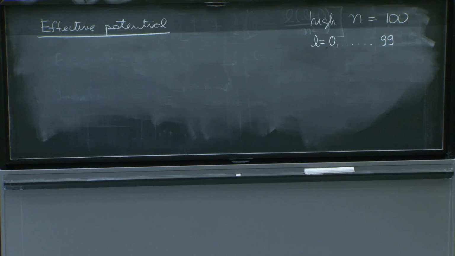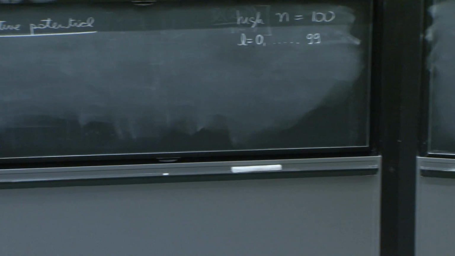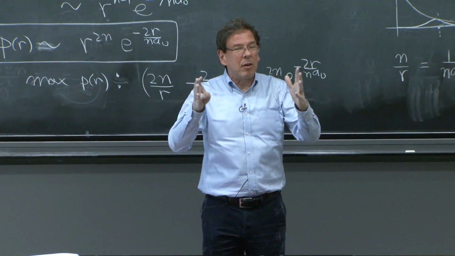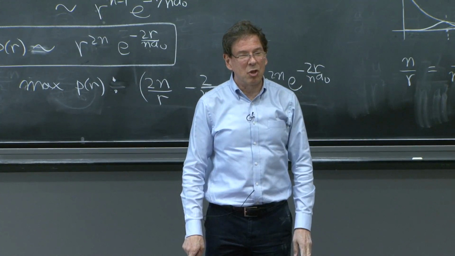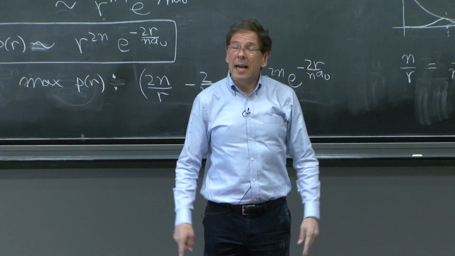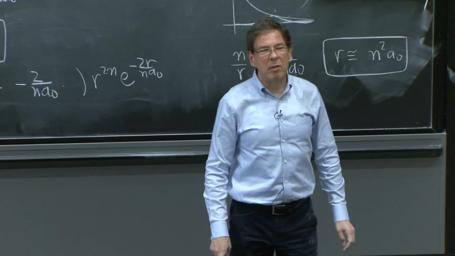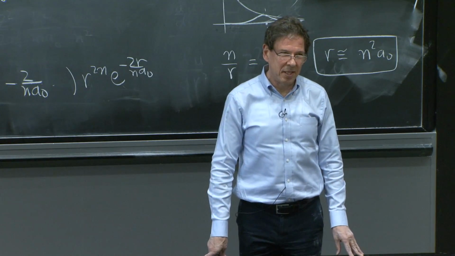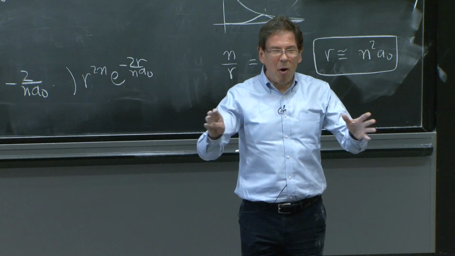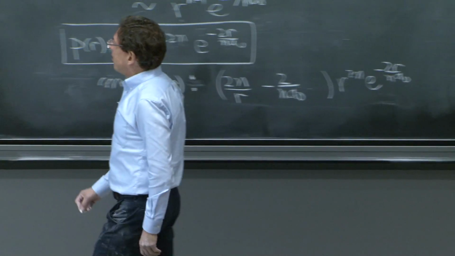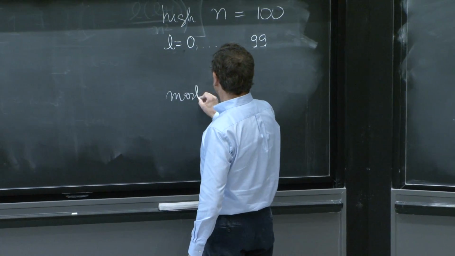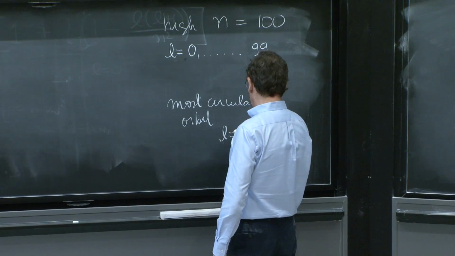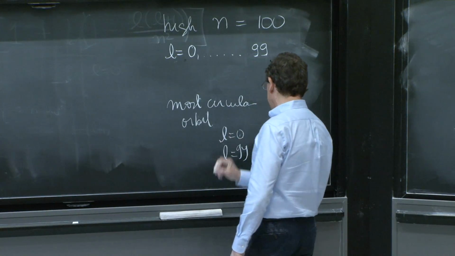Well, here is one possibility, and that's the possibility that happens. The orbits are going to go from being circular to being elliptical as you change L. And I ask you, which L would correspond to circular orbits and which L would correspond to the most elliptical orbit? So let's take a poll. So most circular orbit, is it L equals 0 or L equals 99?